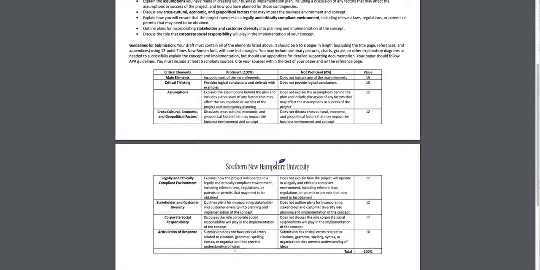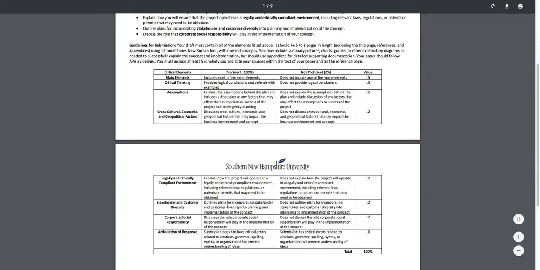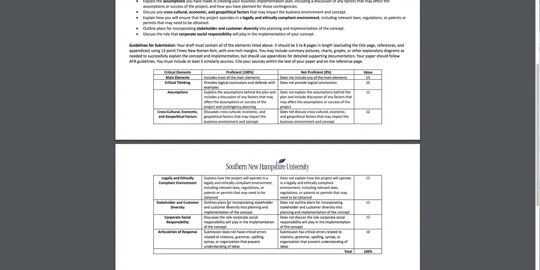So you move down to where it says stakeholder and customer diversity. Outline plans for incorporating stakeholder and customer diversity in the planning and implementation of the concept. Okay, question: how does your product or service, your project for your concept, affect the stakeholders? Who are the stakeholders? Have you clearly identified those stakeholders? Have you clearly identified who the customer is? Are you going to address it in your paper? Yes. Okay.